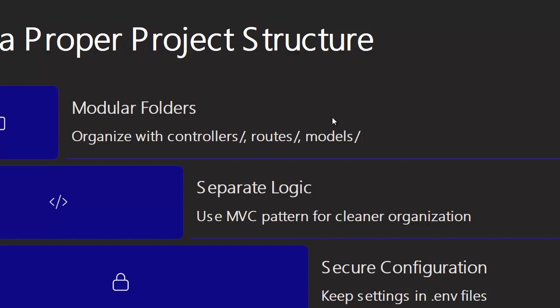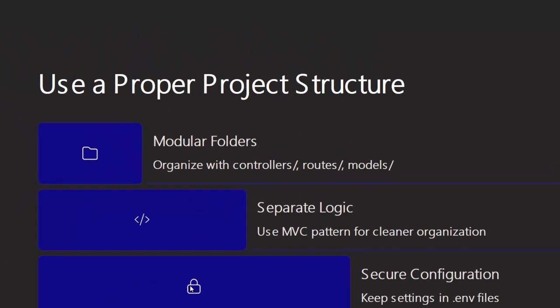Also, keep configuration settings in a .env file for security purposes. The .env file is very important. For example, if you have any API keys or you're using third-party APIs, you need to save them in .env. That way it will be secure, nobody can see it. So try to use this.